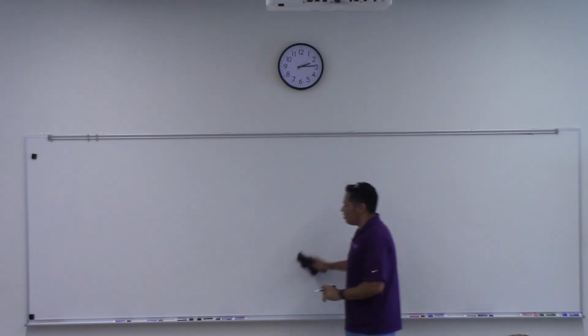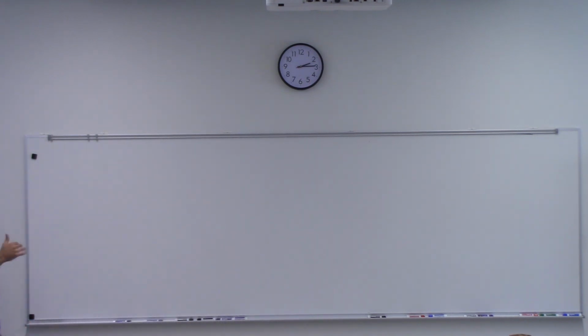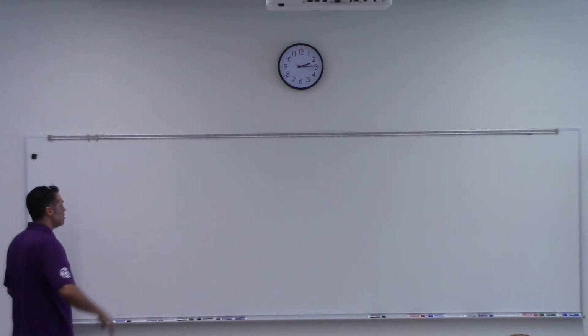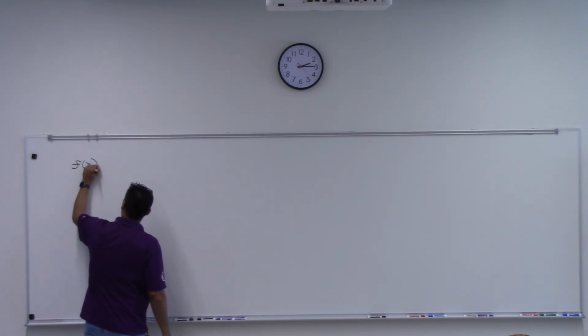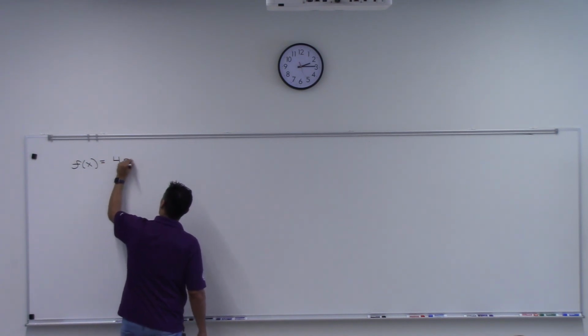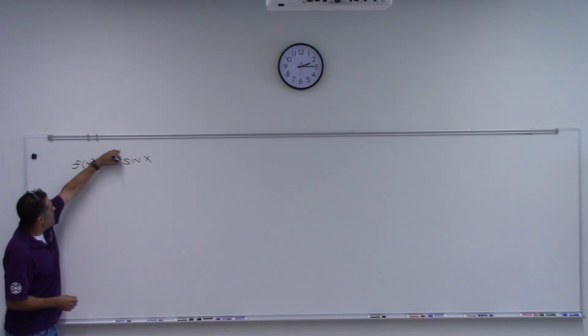So when it comes to graphing sine and cosine functions, we have the basic idea of what the sine and cosine look like, right? I showed you a basic idea of these curves. What we want to be able to do now is graph something like this. Instead of just sine of x, what if I put something like 4 sine x? So I multiply by 4 in front.